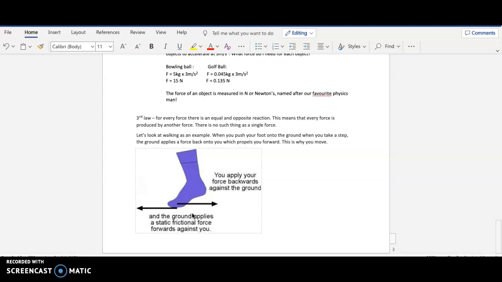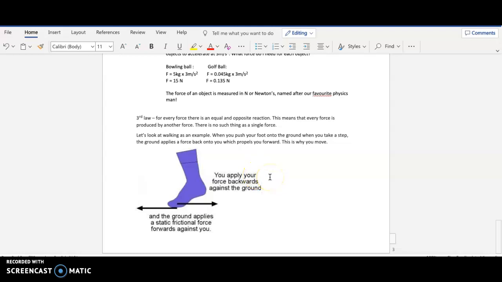So forces always happen in pairs. Nothing ever happens on its own. There's never just one force. So in this case, obviously the ground is applying a greater force to you than you are to it, because if one force is greater than the other, the one object will move. So in this case, the ground applied a greater force to you, which caused you to move forward.